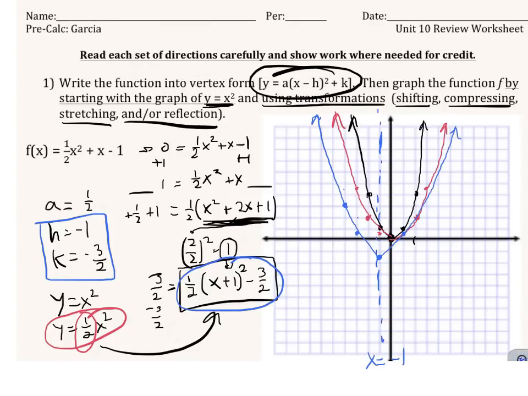And there I go. Okay? So the blue guy is our final graph. The final one we were looking for all along. And our new vertex, I'll label at (-1, -3/2).